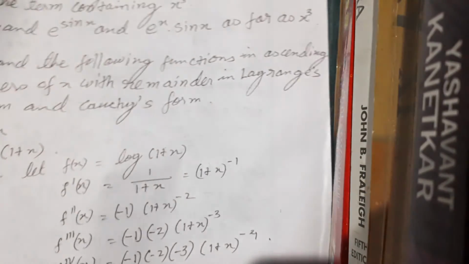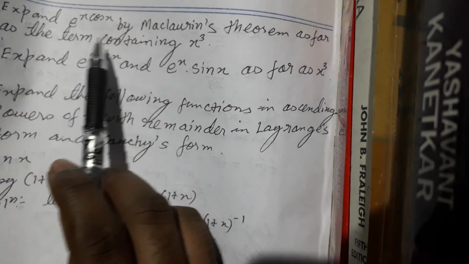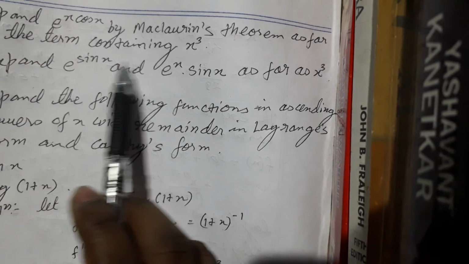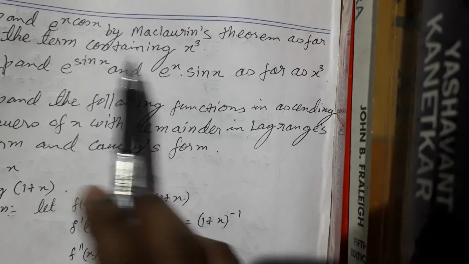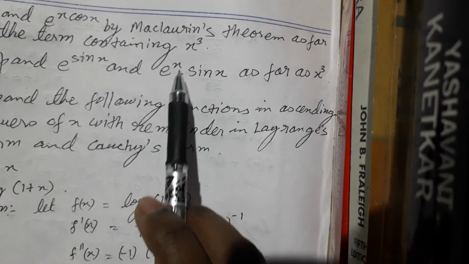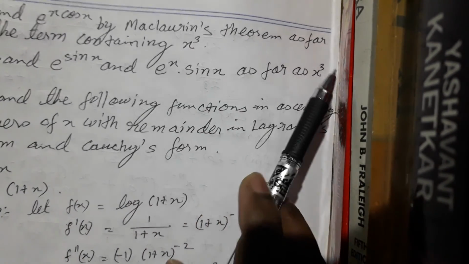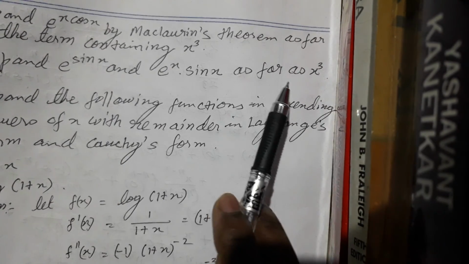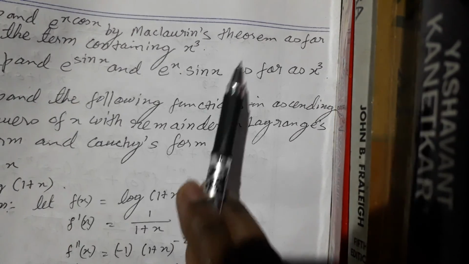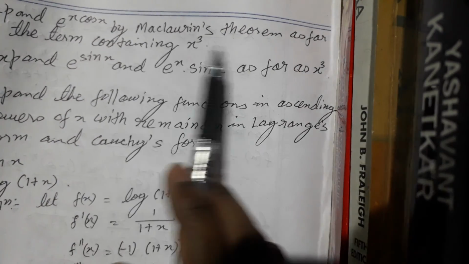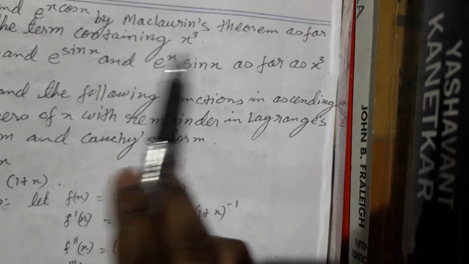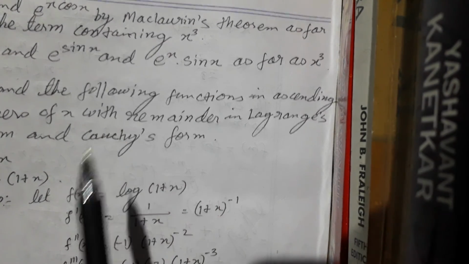And there are some questions here. You have to expand e^x cos x by Maclaurin theorem up to the term containing x cubed, meaning up to the order 3. Another question is to expand e to the power sin x and e^x into sin x as far as x cubed, meaning we have to expand this using Maclaurin theorem up to the order 3. So these two questions you try. Try to do this in the similar manner as I have done before. If you try in the same way up to the order 3, then we get the expansion of these given functions. Thank you.